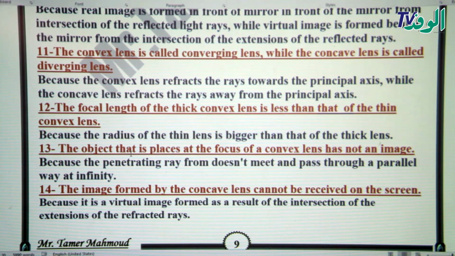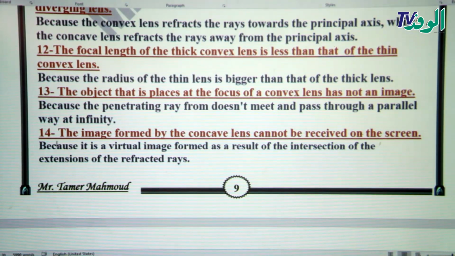The object that is placed at the focus of the convex lens has no image. Remember this, we will see it shortly. Why does it have no image? Because the refracted rays pass parallel and do not meet, so the image is formed at infinity.